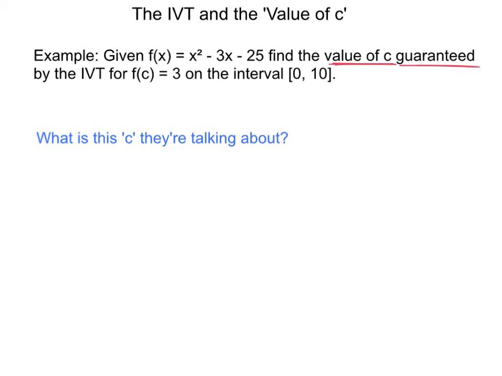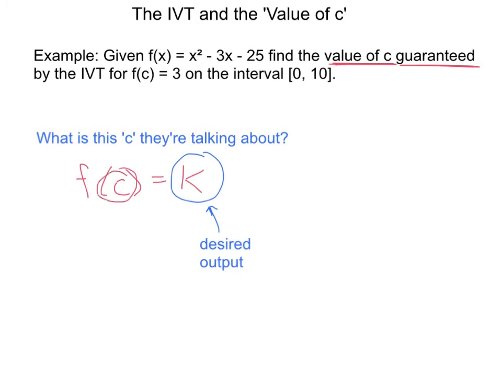So the place that the c showed up is that f of c was supposed to be equal to the k value that they wanted us to find, right? And so we know what this k is. K is basically the desired output. So that begs the question, what is c? This value of c that they want, what is that thing? Well, from our initial video, we said that c was the input value that leads to that desired output value.